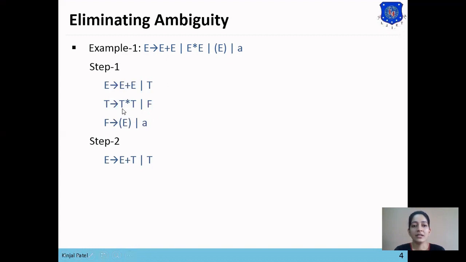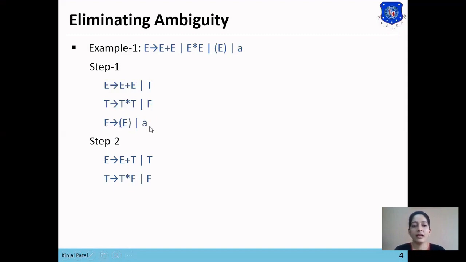Now the next level is for star. Star is also a left associative operator, so we will block the right side of the star. Here you can see that T produces T star F or F. We have blocked the right side, so we can derive star from the left side only. We cannot derive star from the right side, as F has the production brackets or terminal symbol.